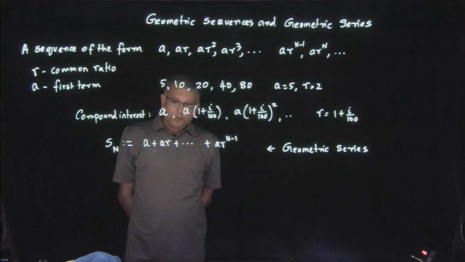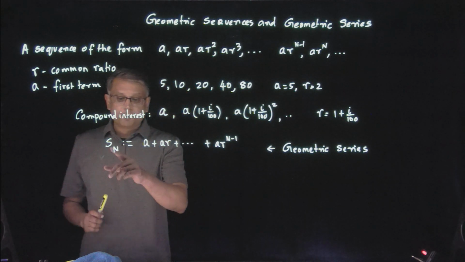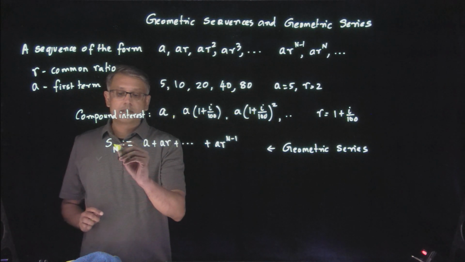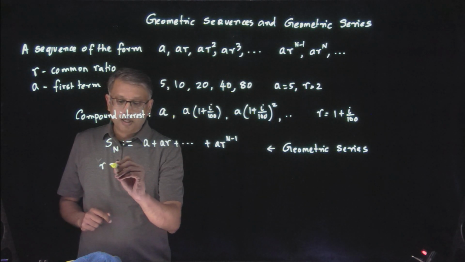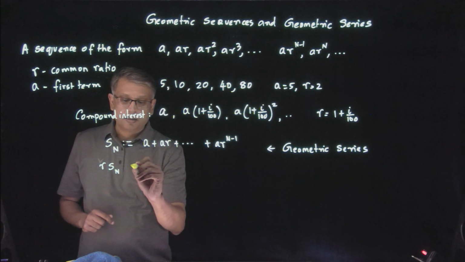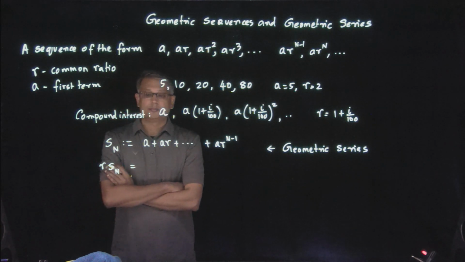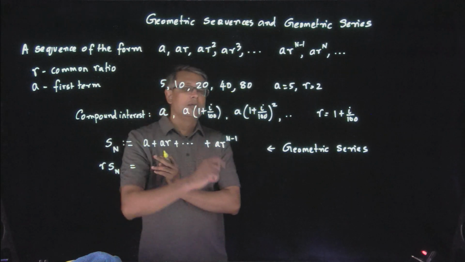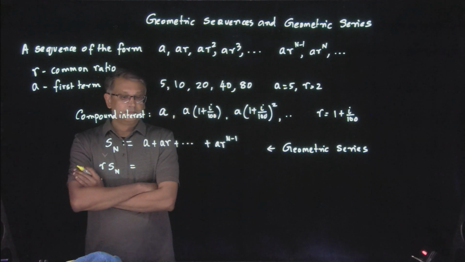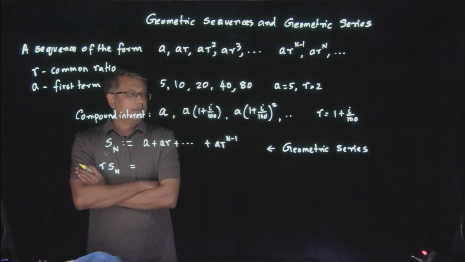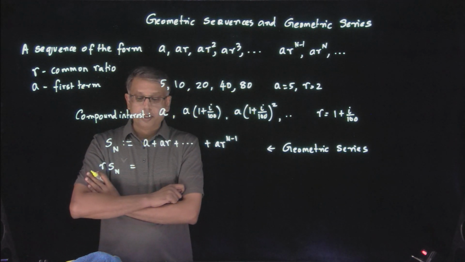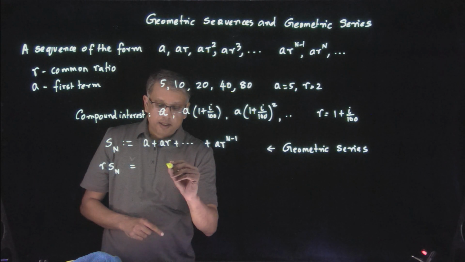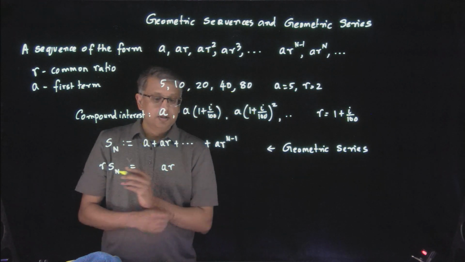So the idea in computing the formula is this. Suppose we take this series Sn and we multiply it by r. We're going to multiply every term here by r. What do you get when you multiply the first term by r? You're going to get a times r. So I'm going to write it just below this, a times r.